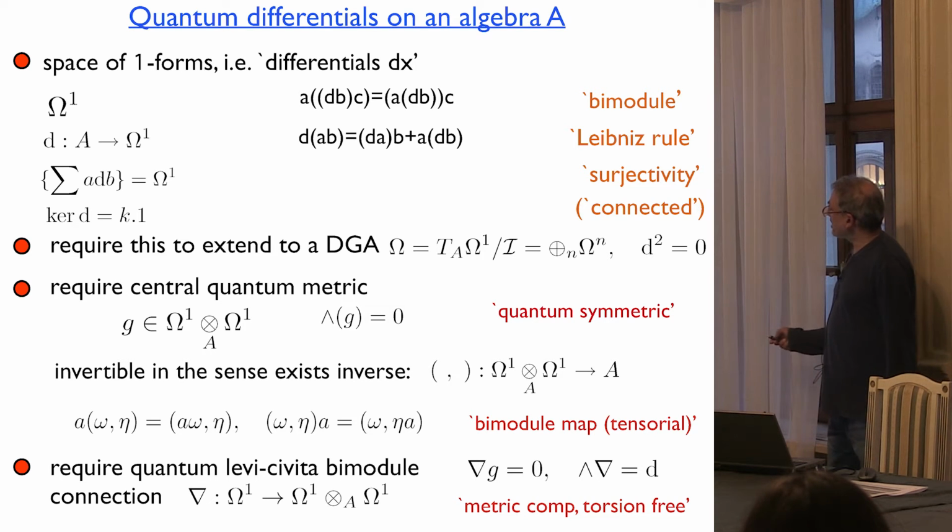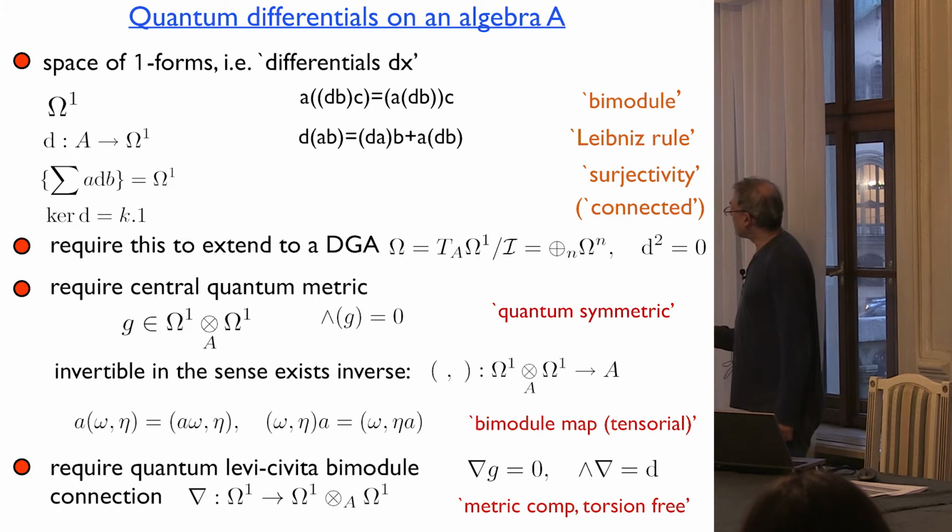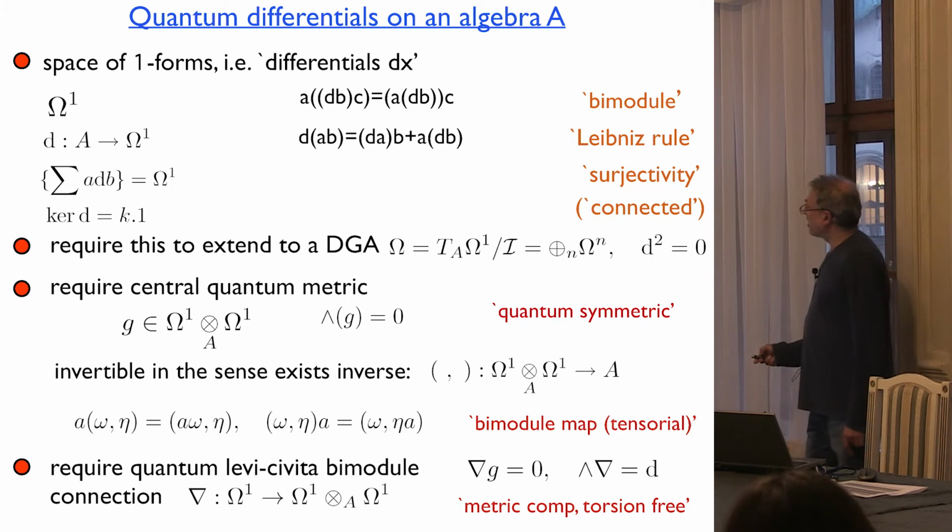It should be symmetric in the sense that the wedge product, this wedge product here, should kill g. So that's a kind of symmetry. And it should have an inverse, which is the inverse metric. It will go the other way, a map from tensor one-forms into the algebra. And this should be a bimodule map, so it should commute. This is tensoriality. If I give you an operation like this, which is tensorial, then it means it commutes with multiplication by functions. So that's what you would want.